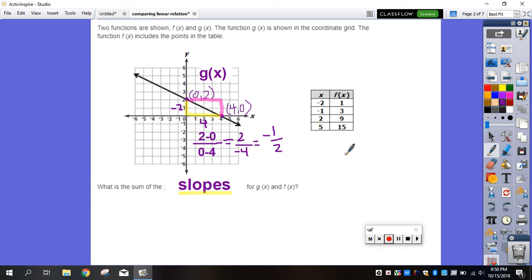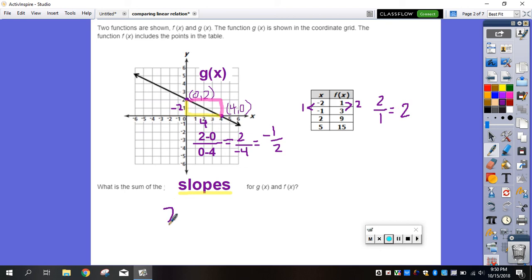When you are given a table and you have to find the slope, you need the change in y over the change in x. So you just pick a pair of coordinate pairs. And so the change in y here is 1 to 3, which would be 2. And the change in x here would be negative 2 to negative 1, which would be a change of 1. And so the change in y over the change in x would give me the slope of this table, which would just be 2. So what's the sum of the slopes?